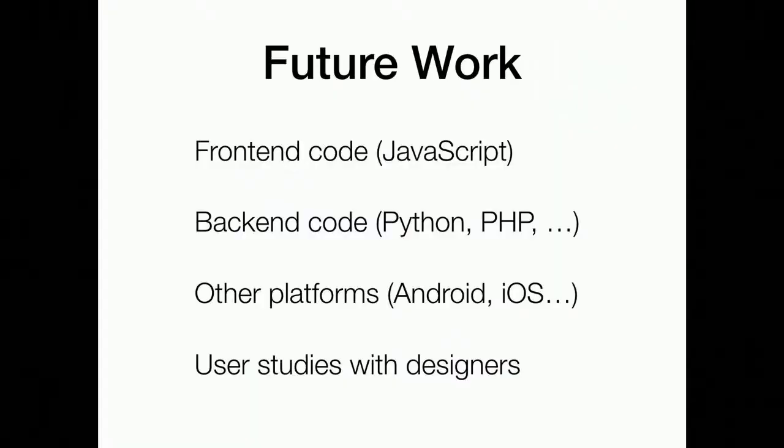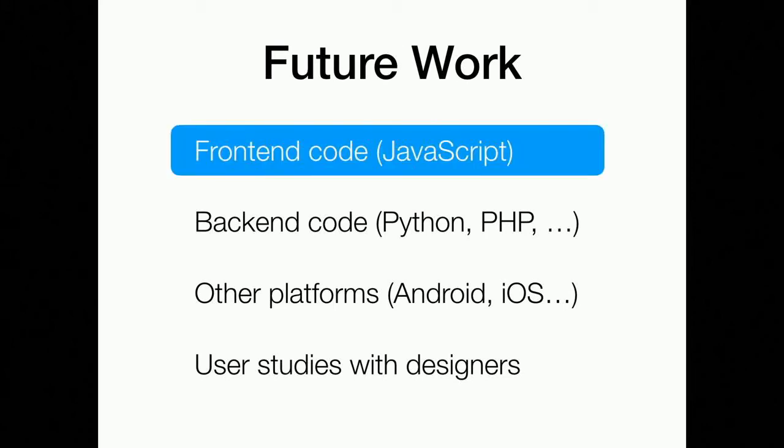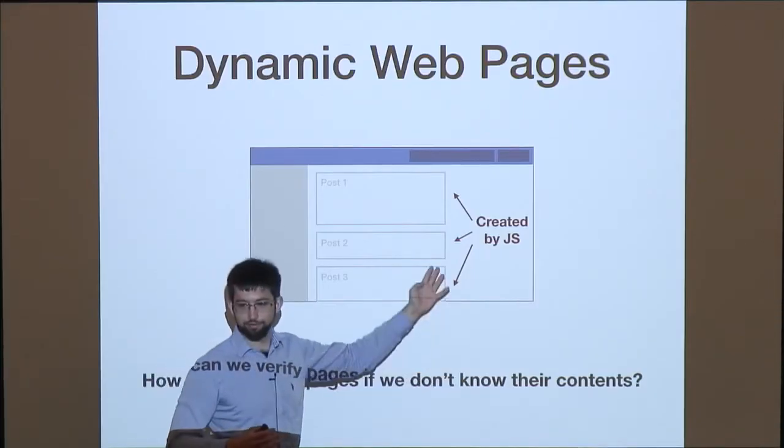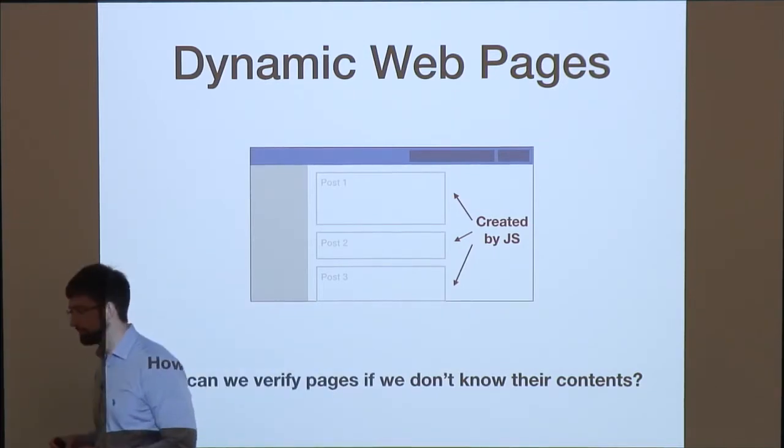And so the most obvious one is dealing with dynamic web pages. Let's start with front-end code. On the front end, most web pages have JavaScript these days. And in fact, most even static web pages have pieces created by JavaScript. Facebook might look like a static page when you load it up, but it does a lot of stuff in the background. So how do we verify a web page if we don't even know the contents directly, if it's only created by JavaScript?